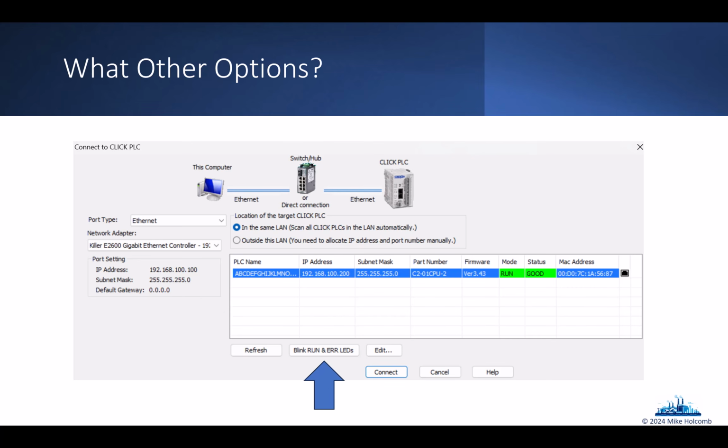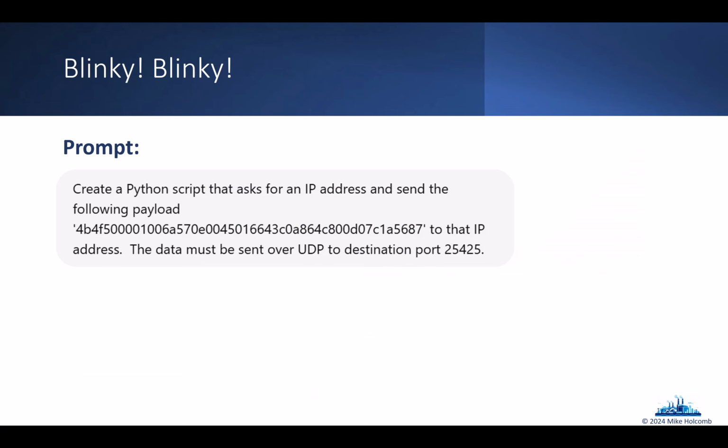There's another option at the bottom you can see for the line for blink, run, and the error LEDs that are on the front of the PLC. The idea is, let's say you're a technician and you go into a cabinet and there's 10 Click PLCs and you want to do an upgrade to one, so you're going to physically connect to it with a cable. But you don't know which of the 10, right? Nobody labeled them. You don't know which one's which. What you can do is click that button for blinking the lights, so that way if you're standing in the cabinet, you know, okay, that's the one.